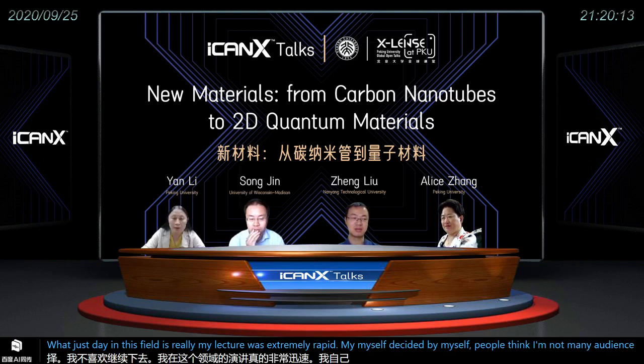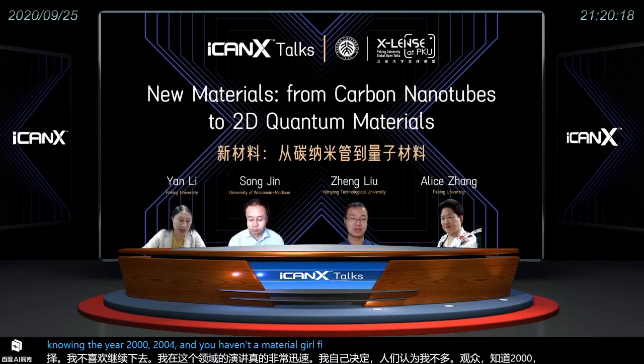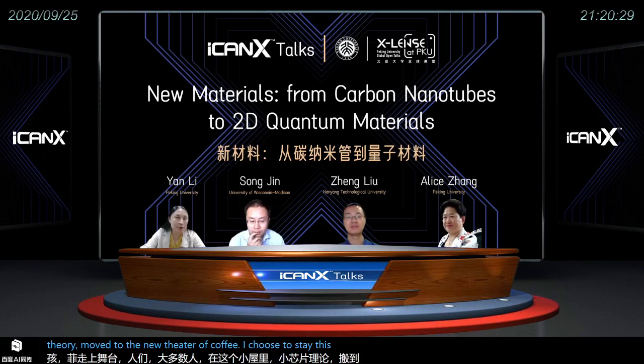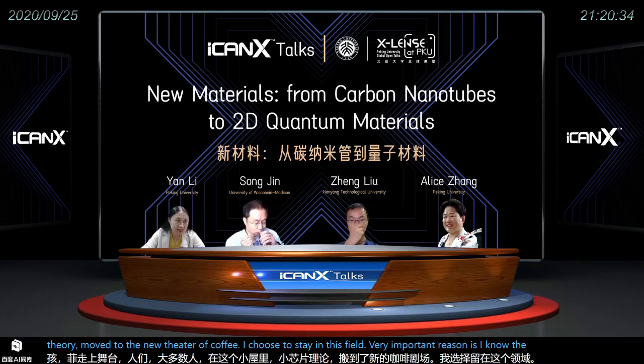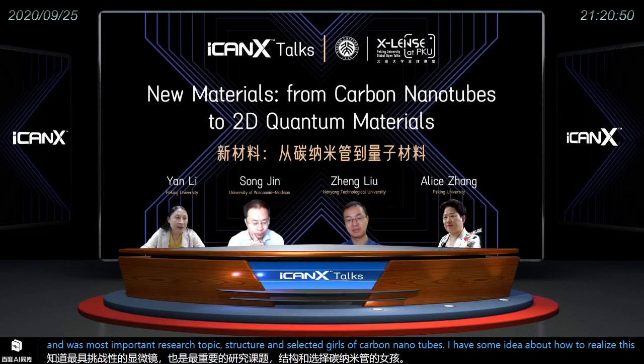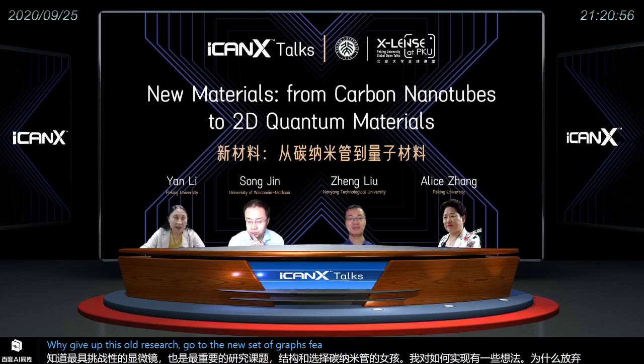Many audience know in the year of 2004, a new carbon material graphene came to the stage. And most people in this carbon nanotube field, they moved to the new field of graphene. I choose to stay in this field. The very important reason is I know the most challenging and most important research topic is the structure selective growth of carbon nanotubes. I have some idea about how to realize this. If I give up this old research, go to the new field of graphene, I think it is not easy for other people to go on, actually, to get this experience.